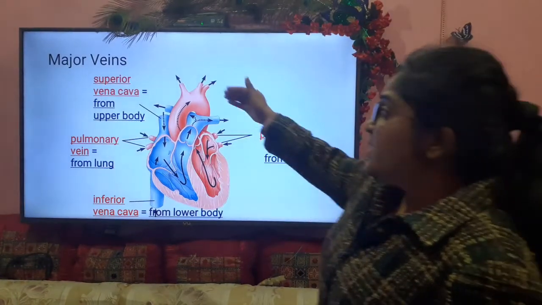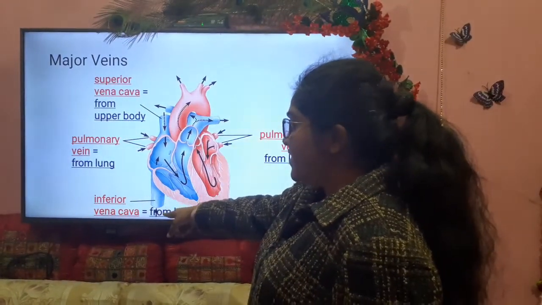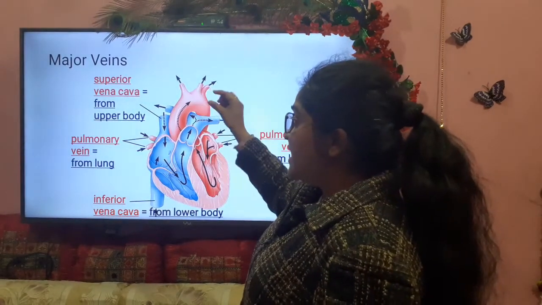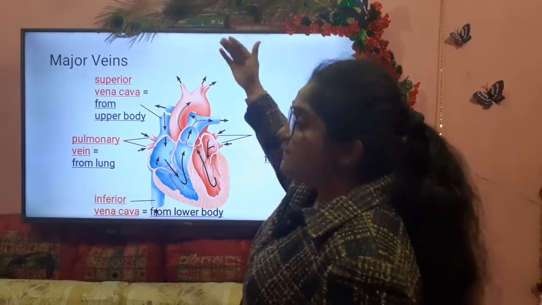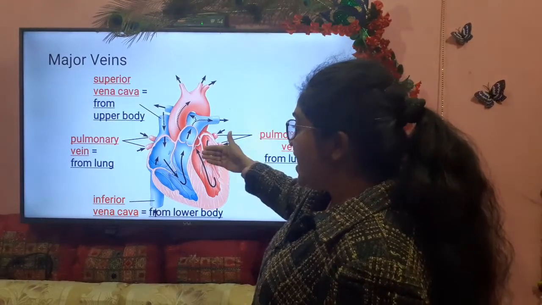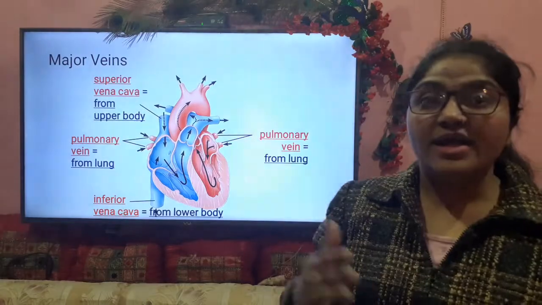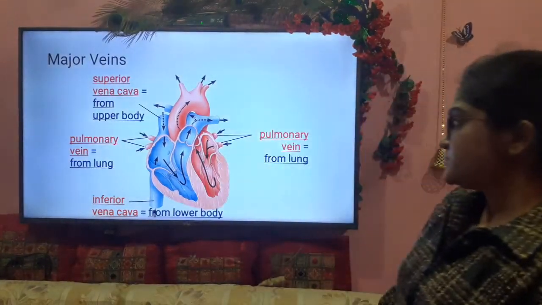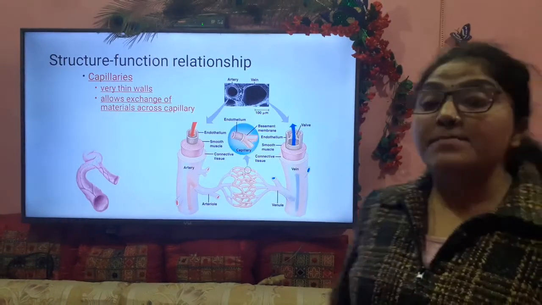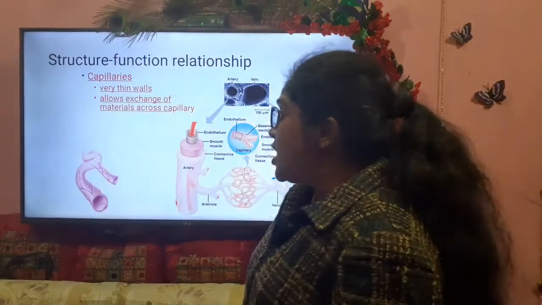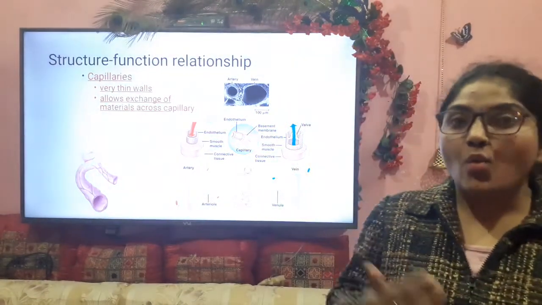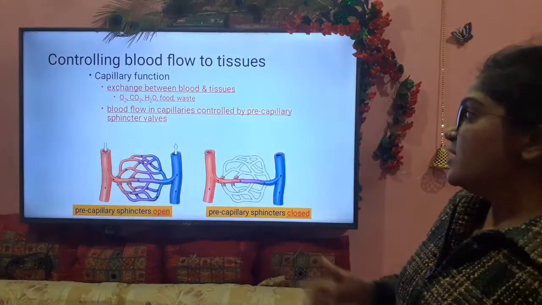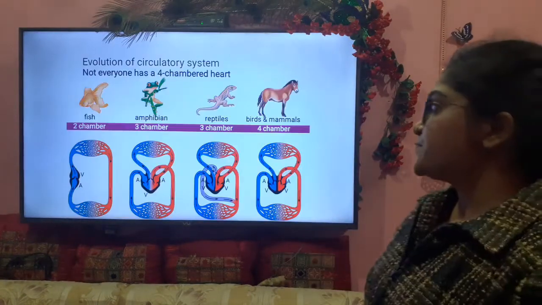Here we see the superior vena cava and inferior vena cava. They also have some work. The superior vena cava carries deoxygenated blood from the upper part of our body, like the head, to the heart, and the inferior vena cava takes deoxygenated blood from the lower part of our body to the heart. Capillaries have thin walls and allow exchange of materials like CO2, water and oxygen. They help in exchanging things.